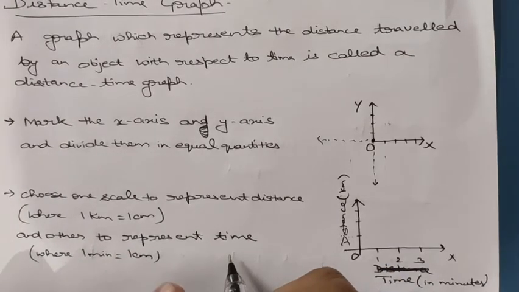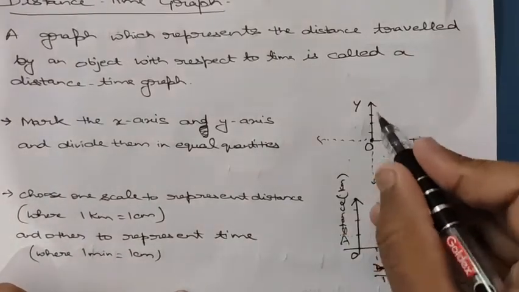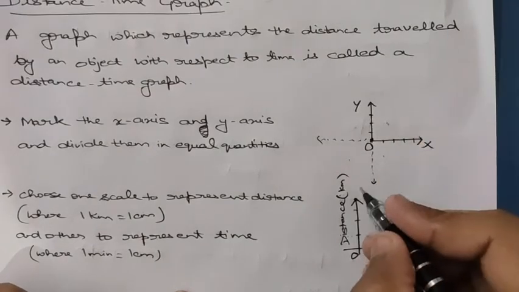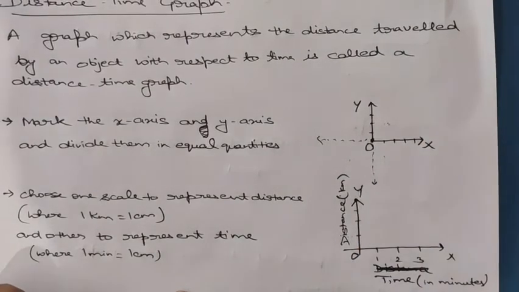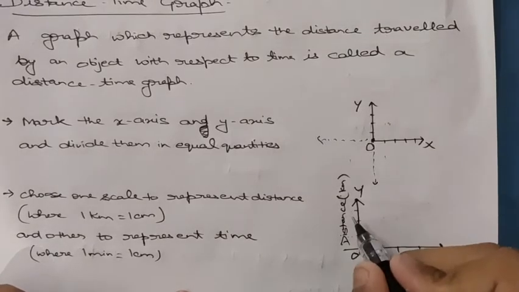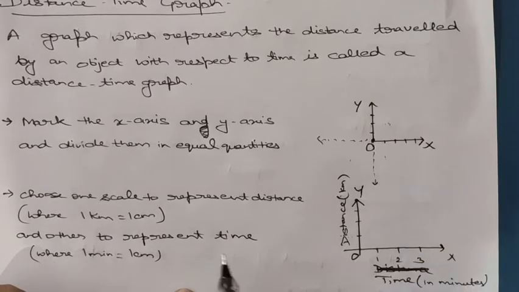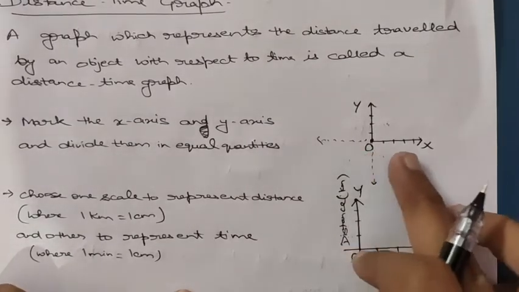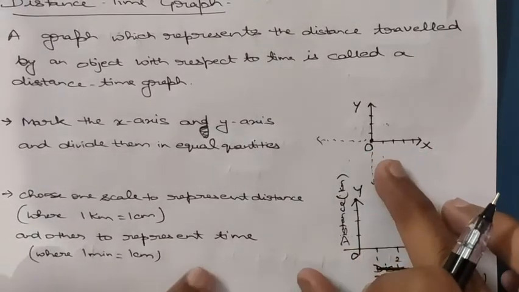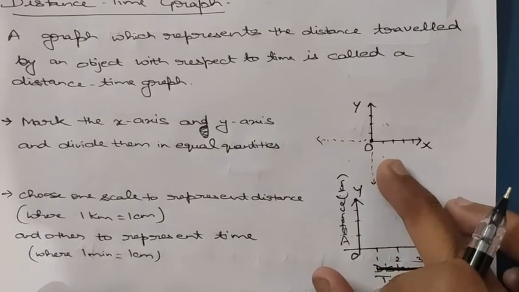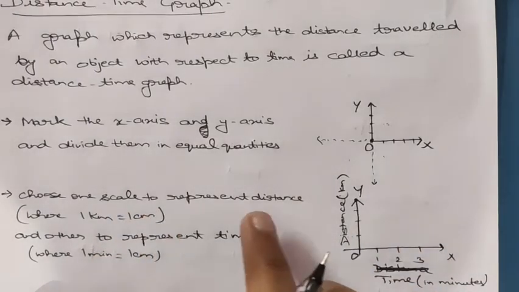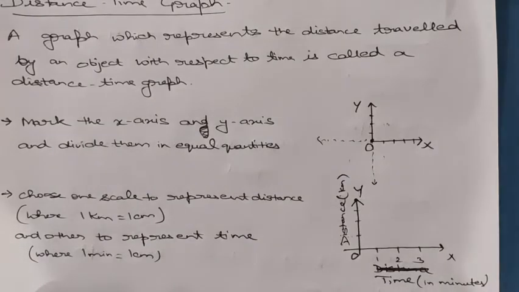Now you have to choose, on one axis you have to represent the distance and on another you have to represent the time. Okay, so for example, I have taken OY to represent my distance, and the distance that I take is in kilometers. Getting it? And the other axis that remains is OX, so I am taking OX to represent time. Okay, what I did, choose one scale to represent distance and another to represent time. Now you have to give a scale.